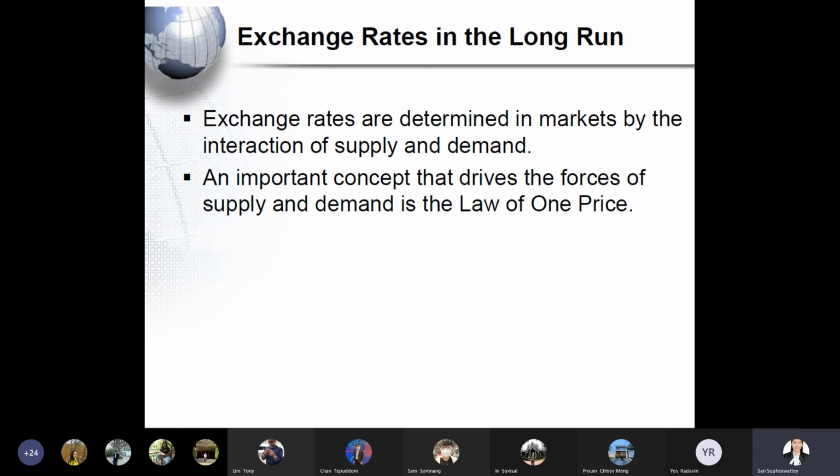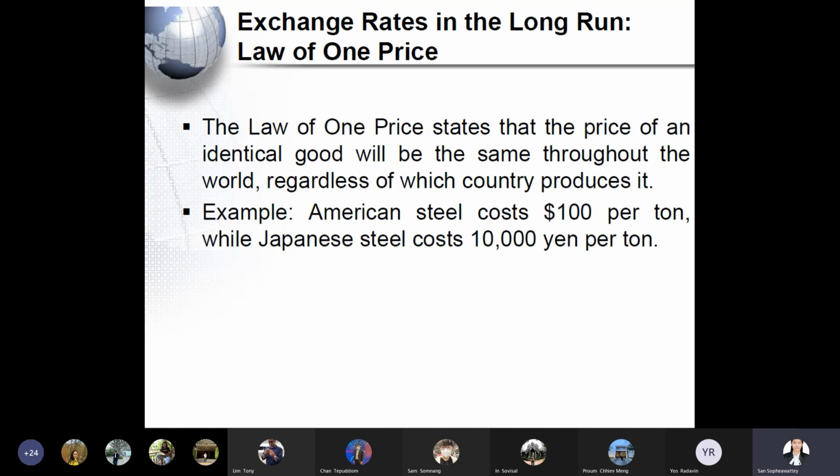An important concept that drives the force of supply and demand in the foreign exchange market, or in the exchange rate, is the law of one price. I assume that you already know what the law of one price is. The law of one price states that the price of an identical good will be the same throughout the world, regardless of which country produces it. For example, American steel costs $100 per ton, while Japanese steel costs 10,000 yen per ton.